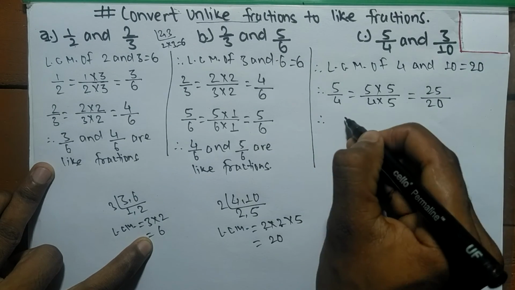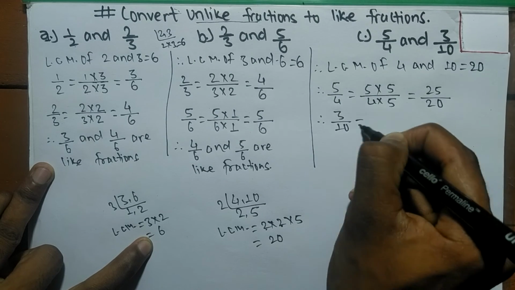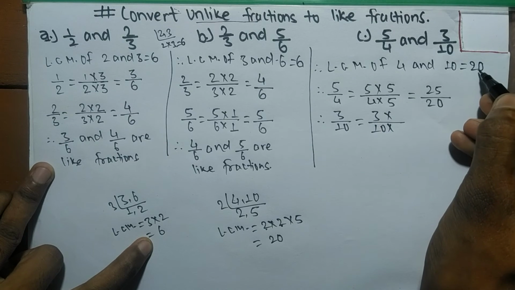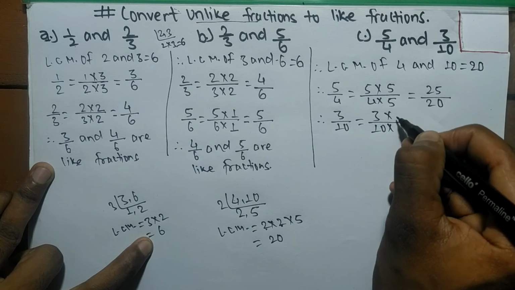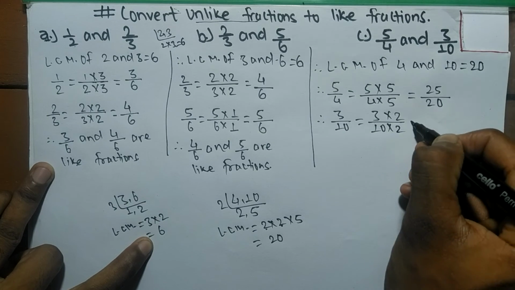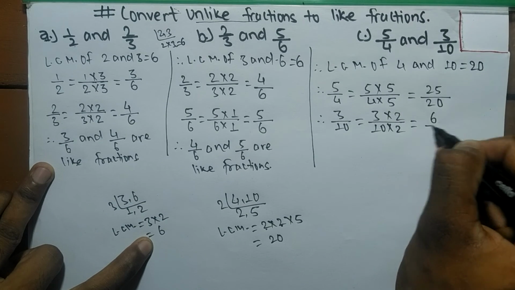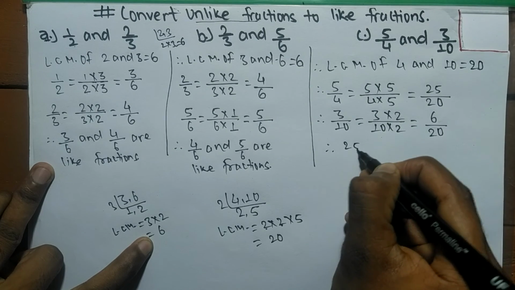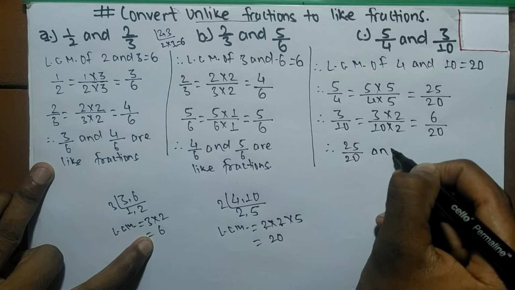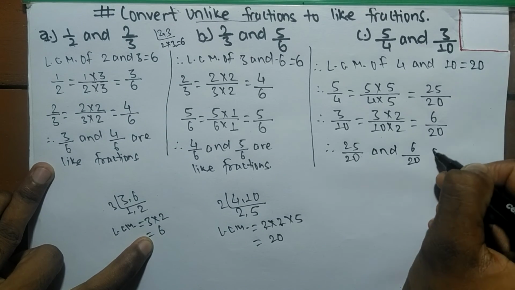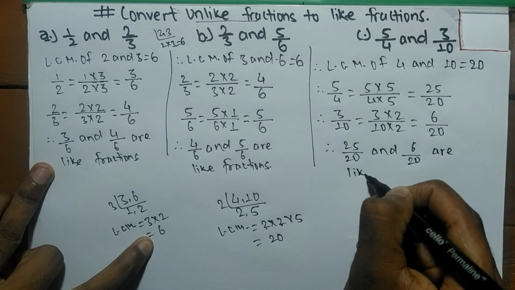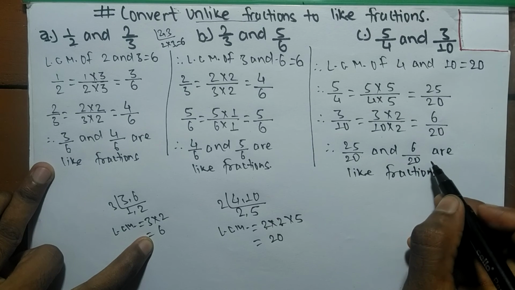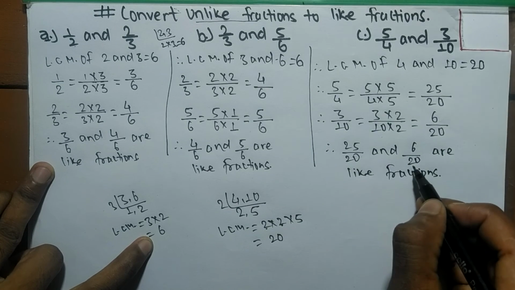Like this, we have the second fraction, 3 by 10. So it is 3 by 10 multiply. 20 divided by 10 means 2, so multiplied by 2. So 3 times 2 means 6, like this 10 times 2 means 20. So we got the fractions 25 by 20 and 6 by 20, which are also like fractions, because they have the same denominator, which is 20.